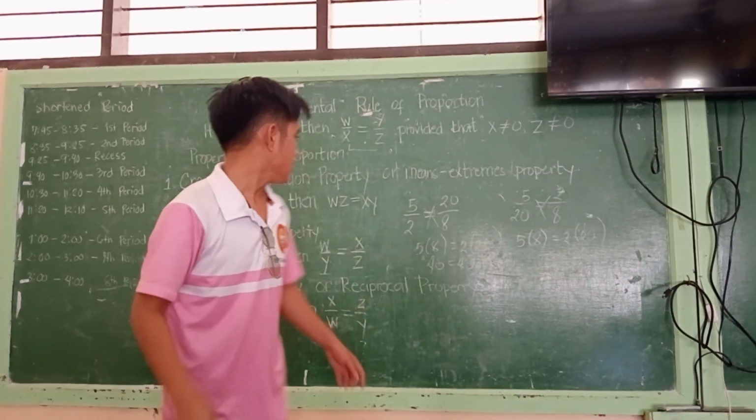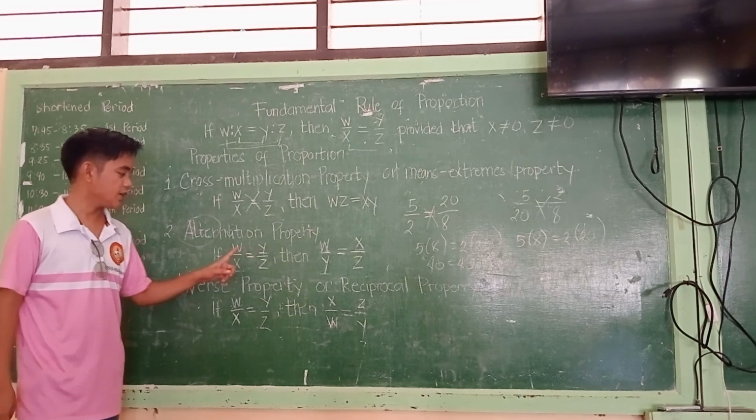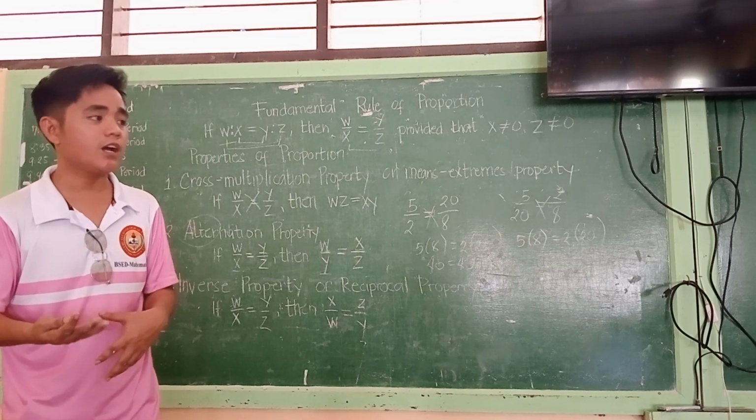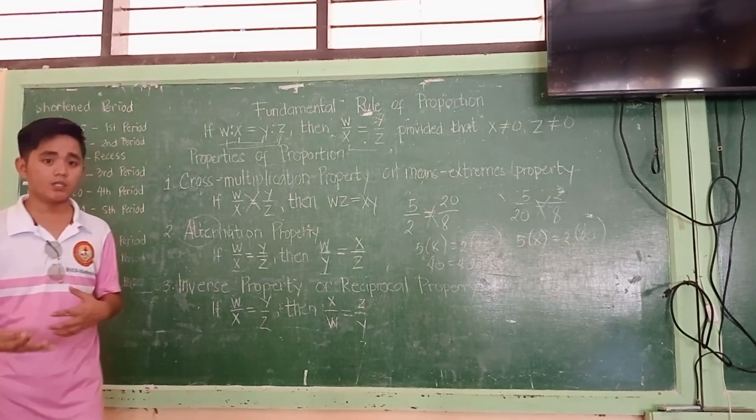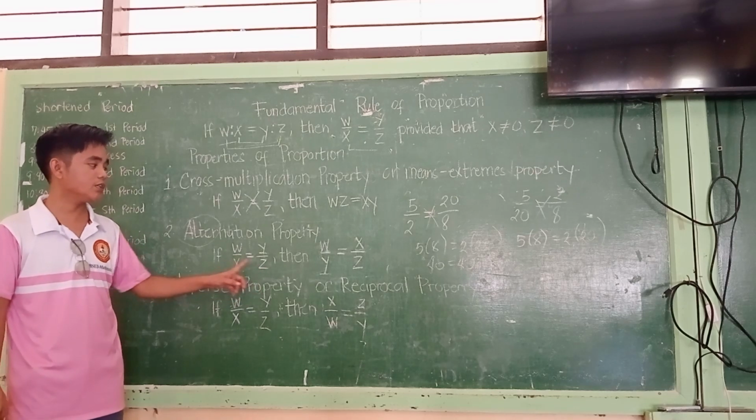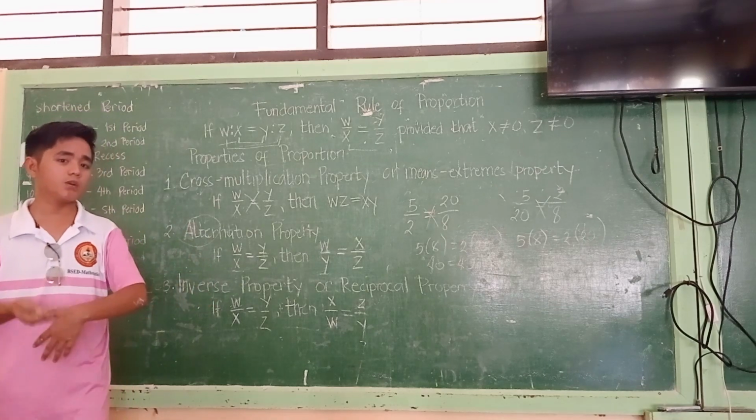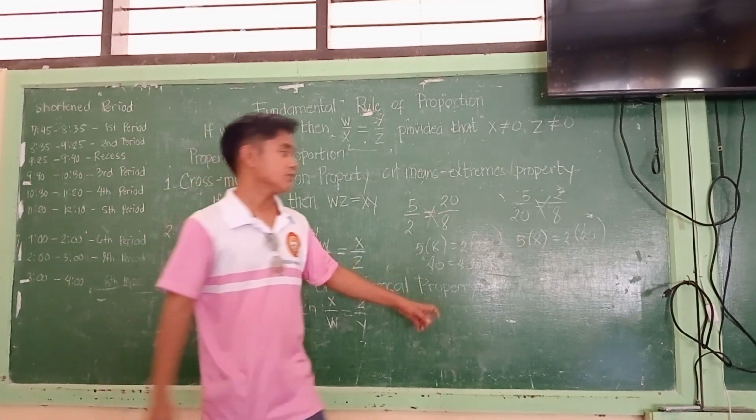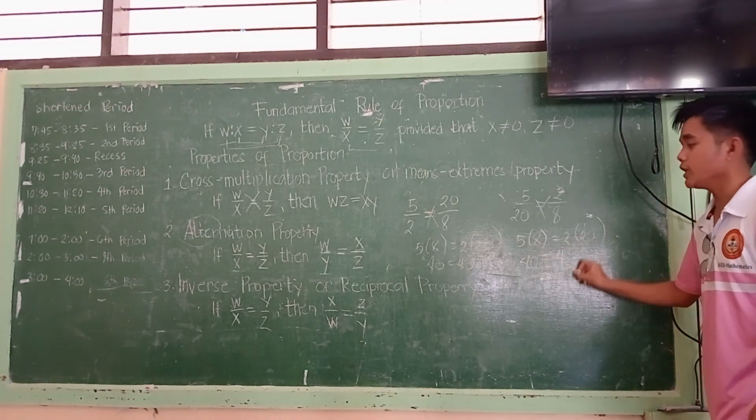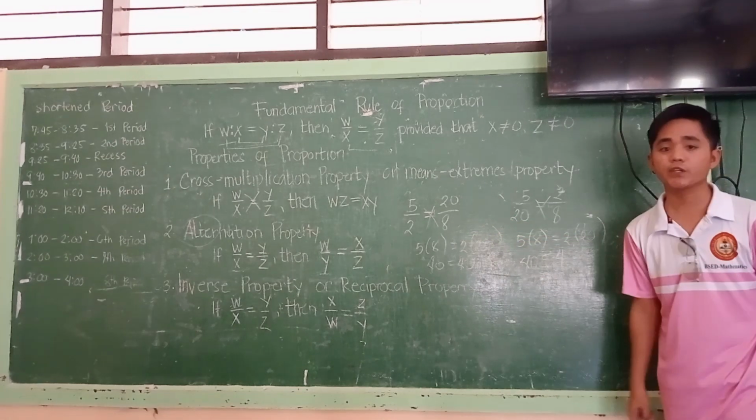What's the problem? x and y are called the means, and w and x are called the extremes. As long as you alter the means and extremes, right? Don't alter x and z without directly checking it, because once you alter them, they will not be equal. Okay, understood? That is what is meant by the alternation property.